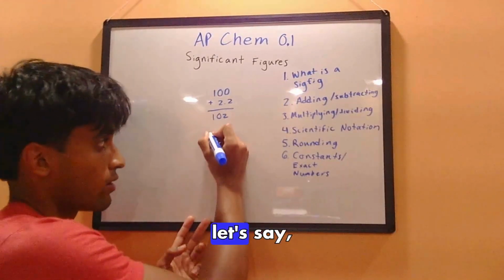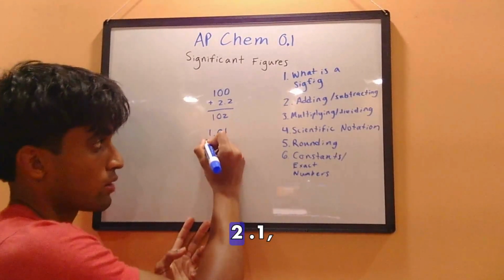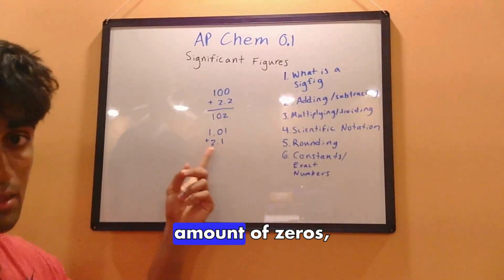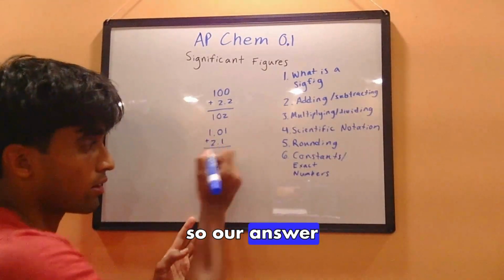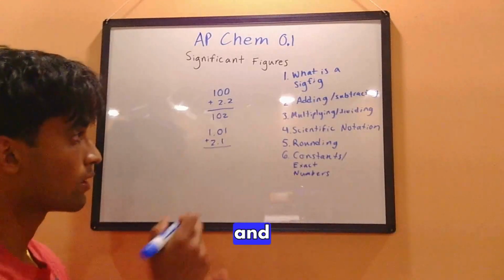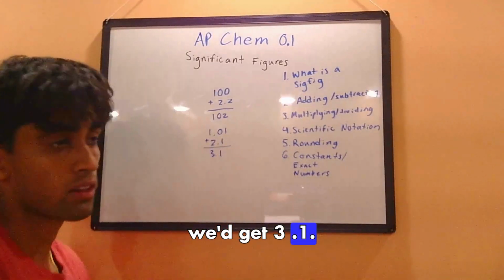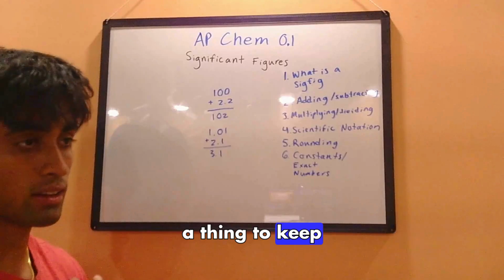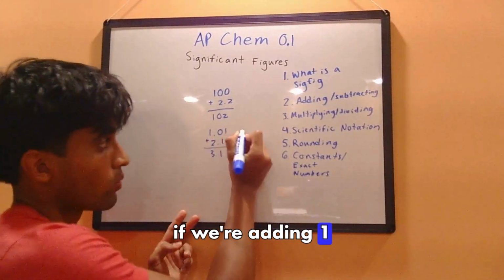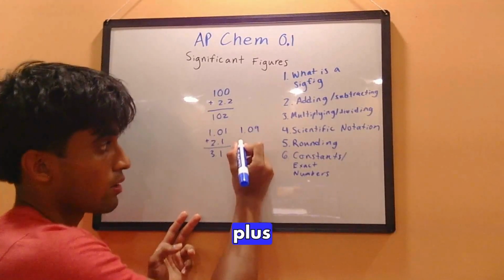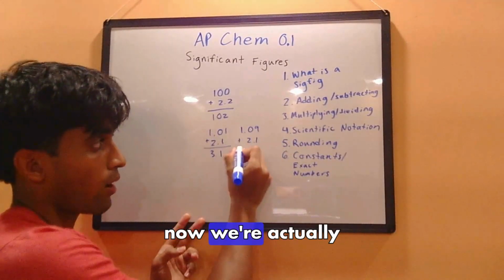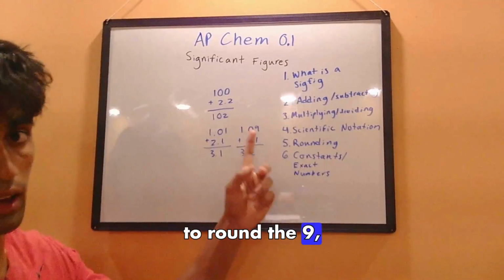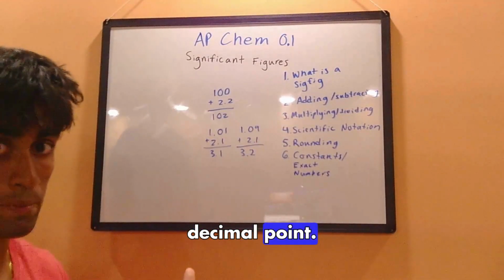However, if we have, let's say 1.01 plus 2.1, we'd see that 2.1 has the least amount of decimal places, so our answer would only have one decimal place, and we'd get 3.1. If you need to round, that also is something to keep in mind. So if we're adding 1.09 plus 2.1, now we're actually going to get 3.2 because we want to round the 9, even though we're getting rid of the second decimal place.